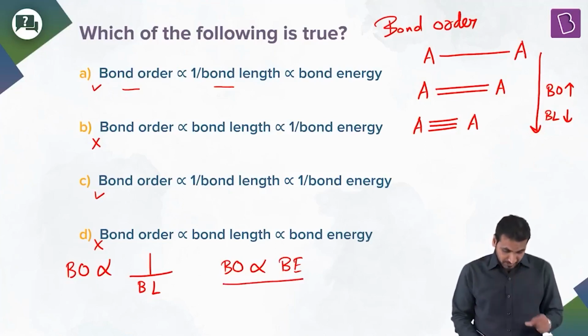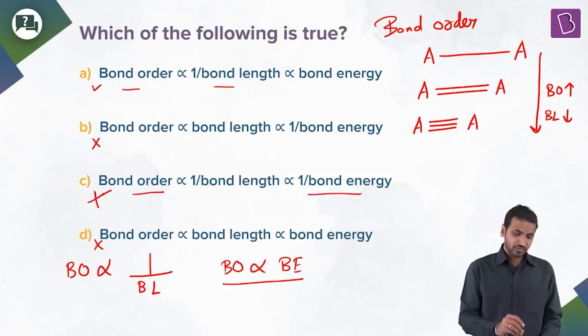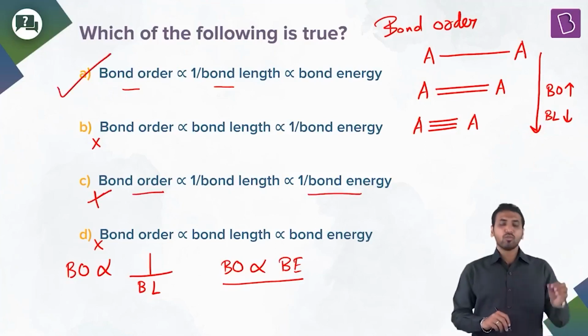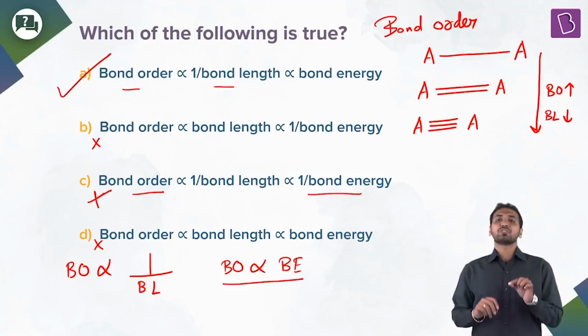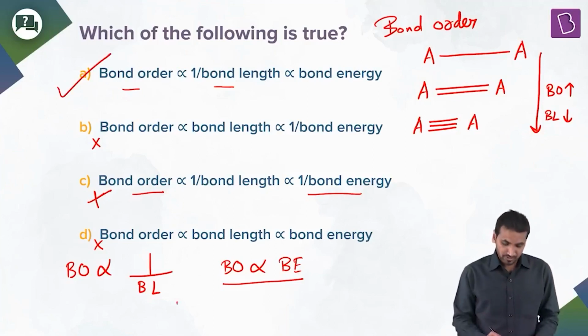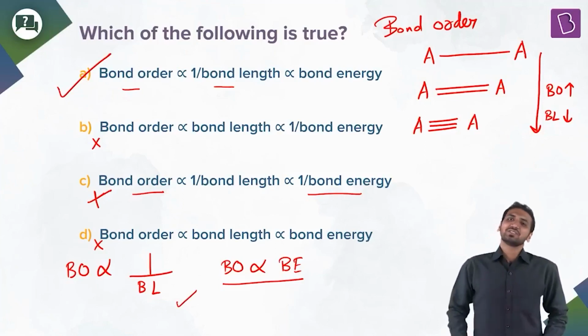Look for the option. Either it is A or C. In C it is bond order inversely proportional to bond energy. So C cannot be your answer. So the only option left is option A, which says bond order is inversely proportional to bond length and directly proportional to bond energy, what we have observed here. So option A is going to be the correct answer to this question.